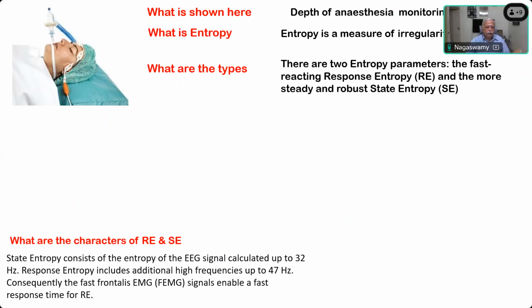State entropy consists of entropy of the EEG signal calculated up to 32 Hertz. Response entropy includes additional high frequency up to 47 Hertz. So the fast frontal is EMG, because it is applied onto the forehead. There is a muscle called frontalis muscle here. The fast frontalis EMG signals enable a fast response time for response entropy, whereas the state entropy takes the EEG signals up to 32 Hertz.